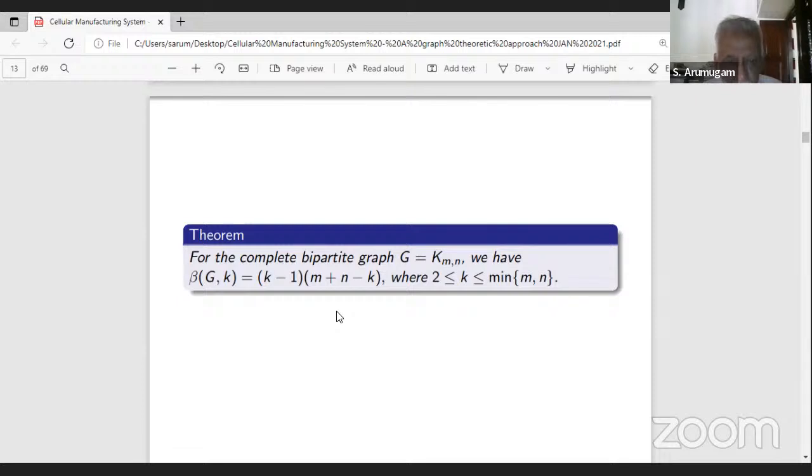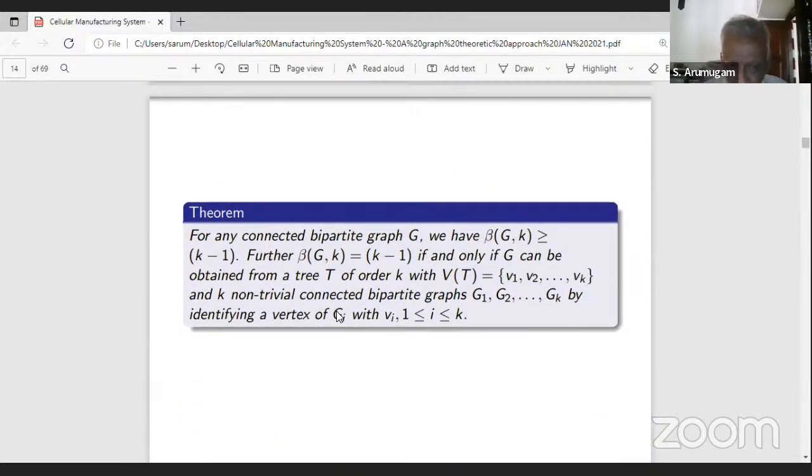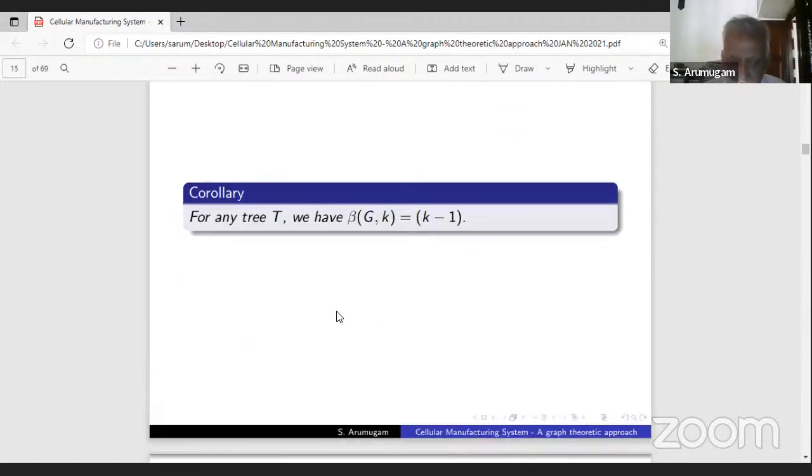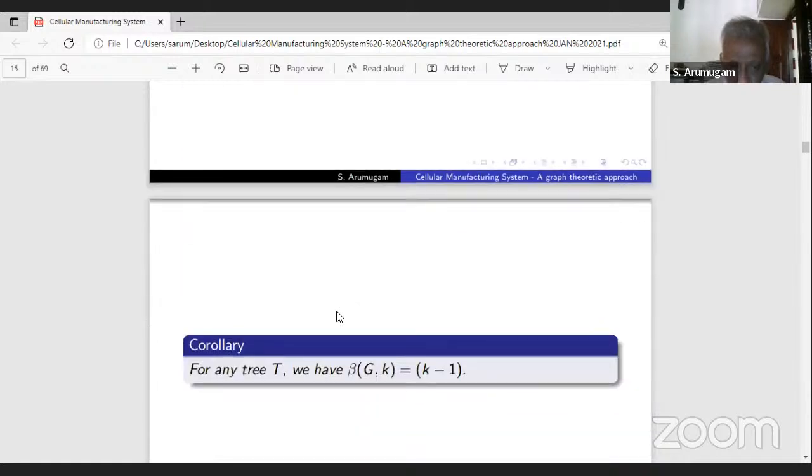So for a complete bipartite graph, the number is completely determined. Again, for a cycle, it is very, very simple. For a tree also, it is very simple. So for a tree, beta g comma k is k minus 1. Okay. For a tree, the parameter is exactly k minus 1.